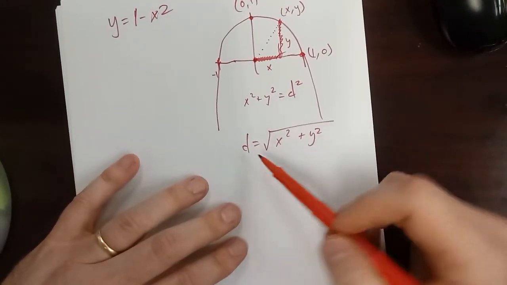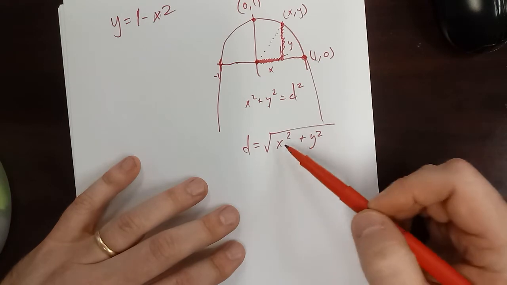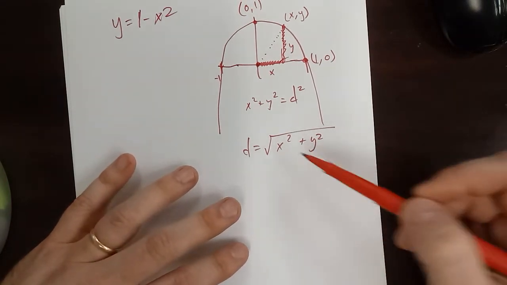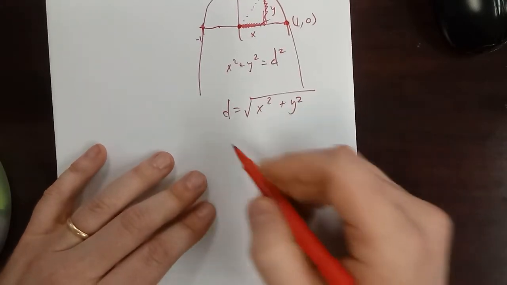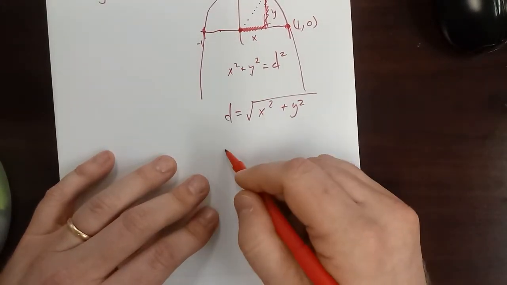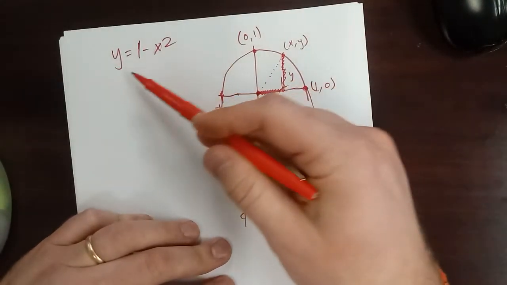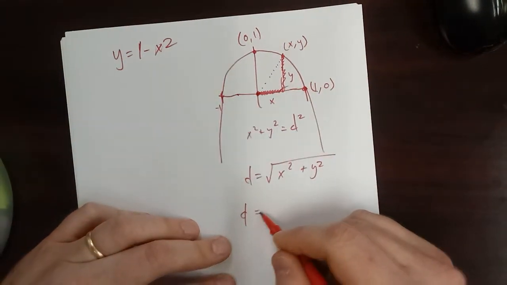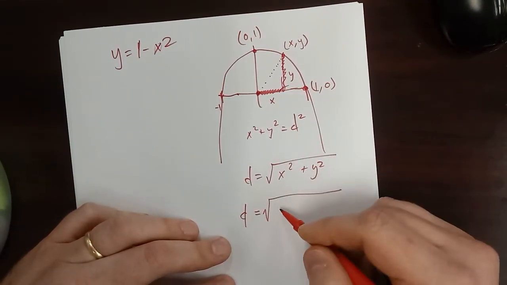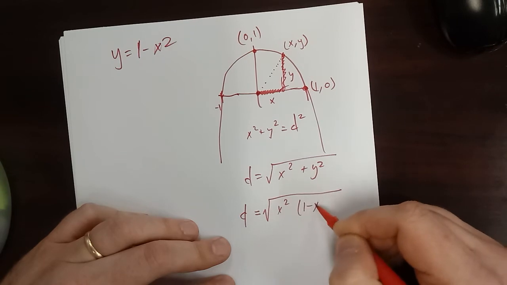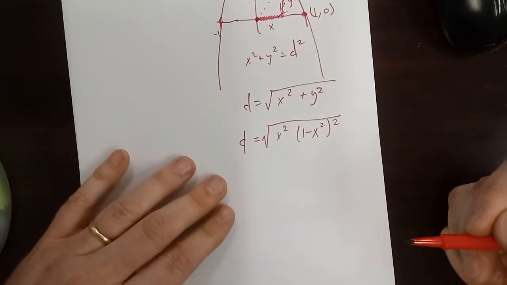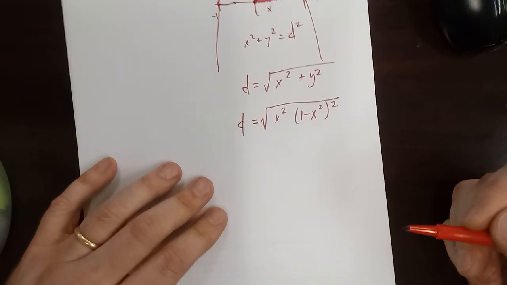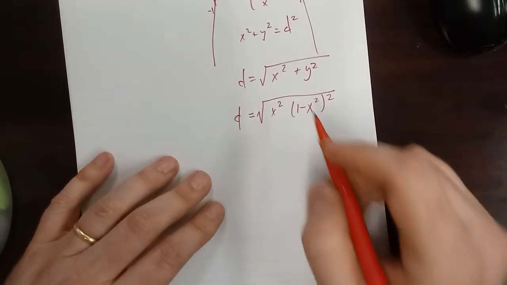Here's the problem. You can't take the derivative of this because we have x and y. We'd have to do implicit differentiation. No one wants to do that. So instead we get clever and we go, oh, wait a minute. I know what y equals. So we say distance is equal to the square root of x squared plus 1 minus x squared. And now we have something we can take the derivative of. Oops, I forgot the plus.